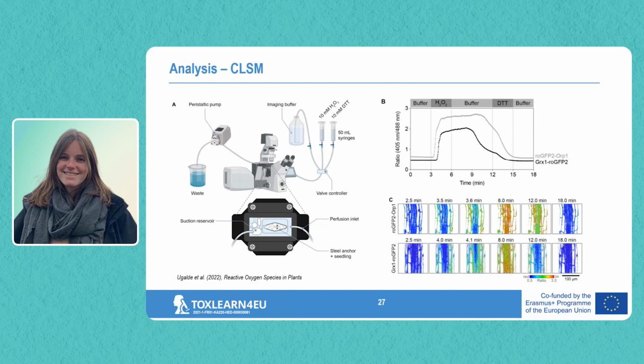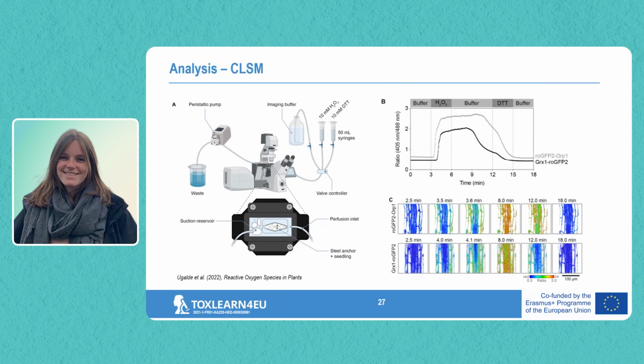And here you can see this ratio that we just talked about for two different sensors. So this is the sensor GRX1-roGFP2 for the glutathione redox potential. And here you have the roGFP2-Orp1 in lighter gray, which is another sensor for hydrogen peroxide. And here you see first we put just regular buffer over the seedling, and then our ratio is very stable, which is nice, of course. Then when you add hydrogen peroxide, you will see that the ratio goes up.